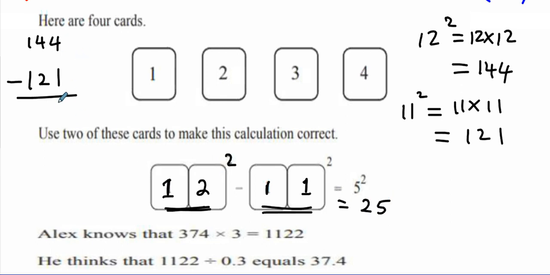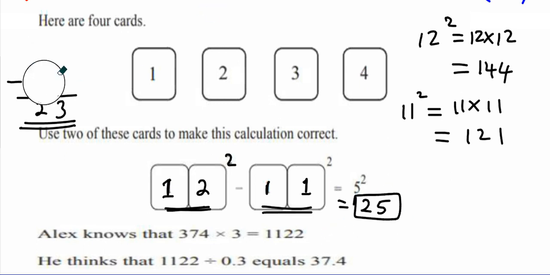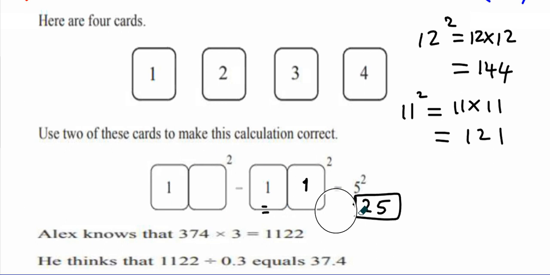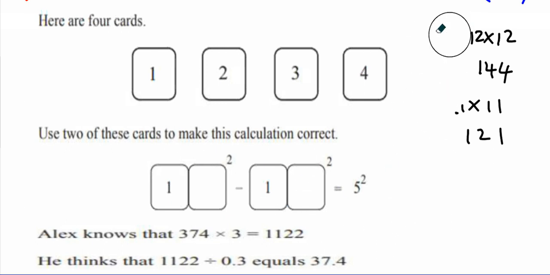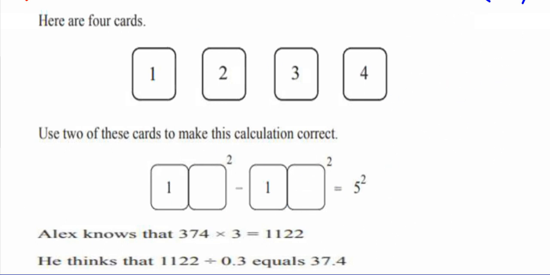4 minus 1 is 3, 4 minus 2 is 2. So the result is 23, but we were expecting to get 25. So the selection of the cards is incorrect. So let us try another selection. This result should be larger than this result, because it is a subtraction sign. Now, let us try another selection of cards.